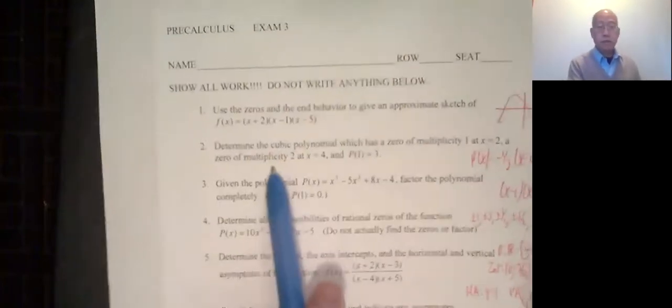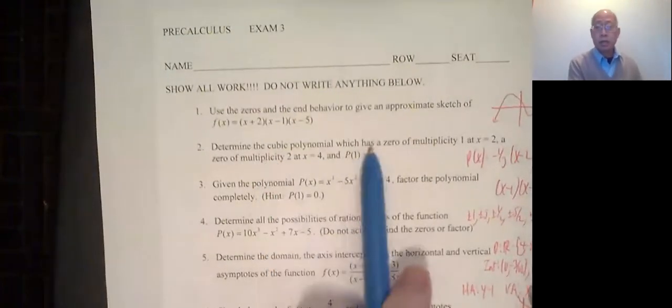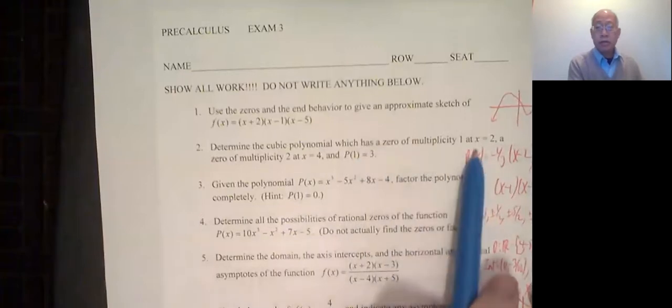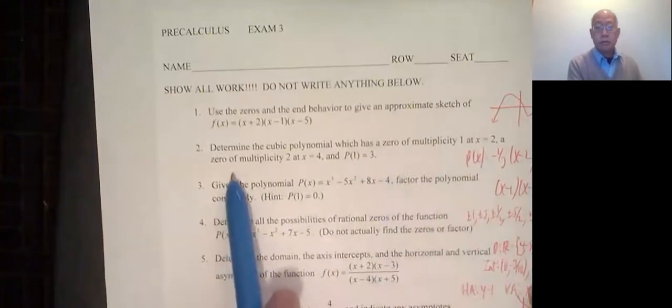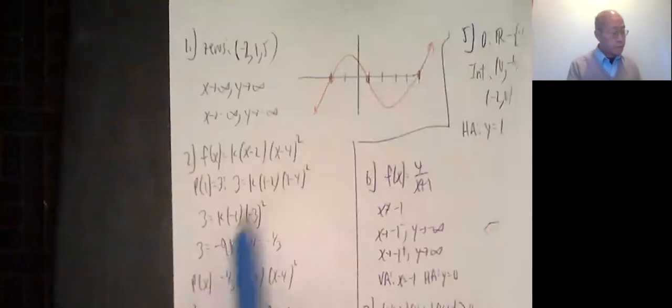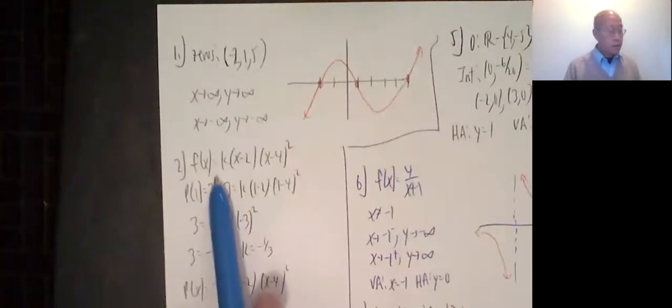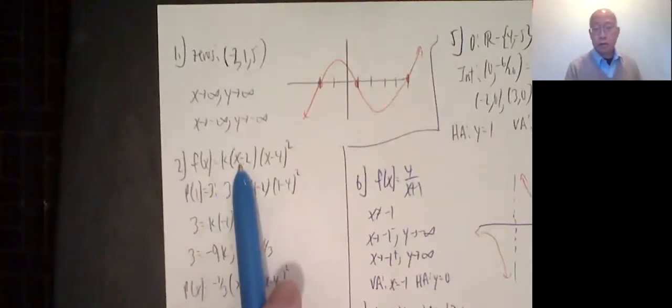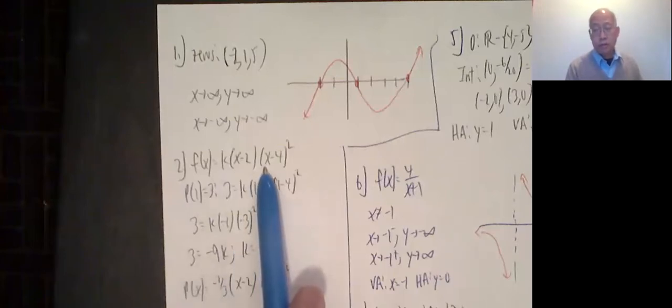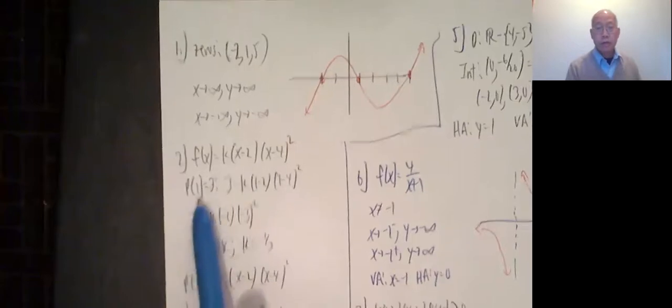Number 2, it's a cubic polynomial, so degree 3. Zero of multiplicity 1 at x equals 2, and zero of multiplicity 2 at x equals 4. So that gives me x minus 2, x minus 4 squared. And you know p of 1 is equal to 3, and I put a k in front.